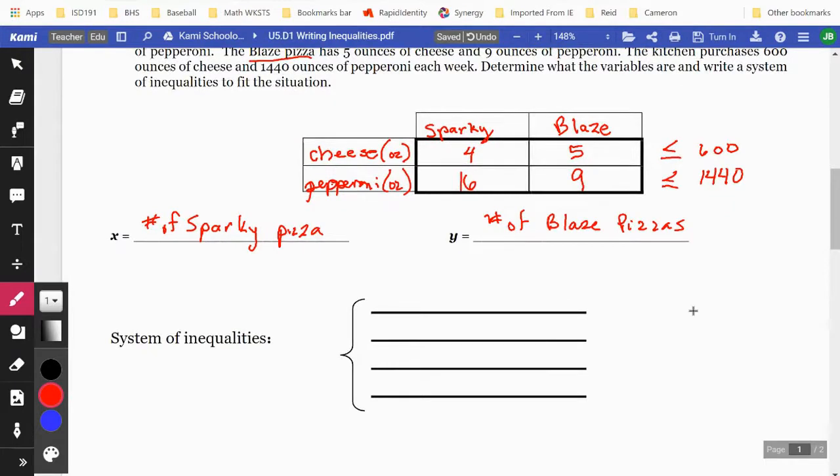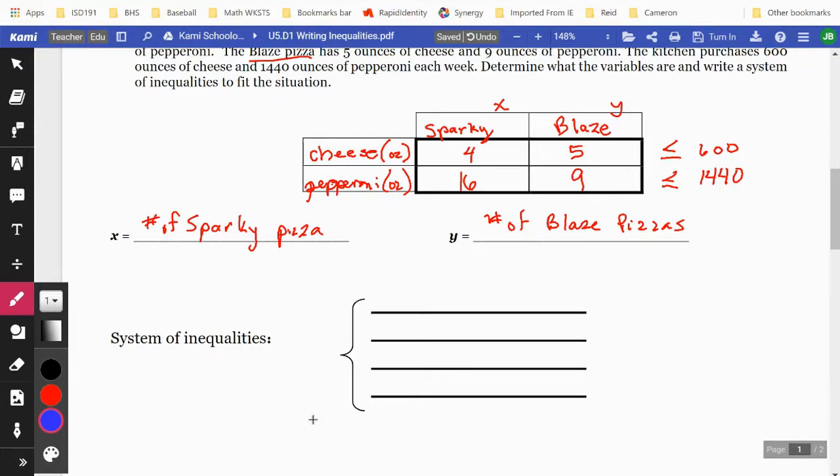If you feel like you want to try this, why don't you go ahead and pause the video and try to write your inequalities for the system down below. And there should be 4 total inequalities when you're done. If you don't feel like you're ready, just watch and listen.